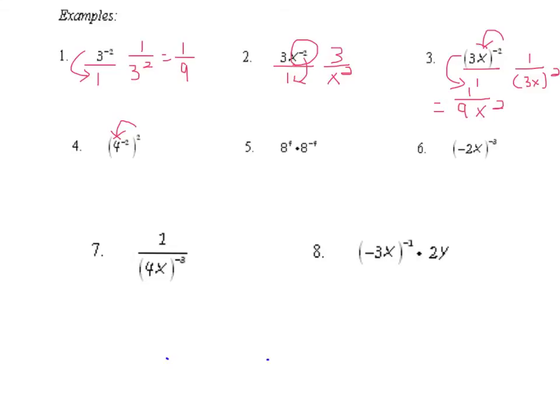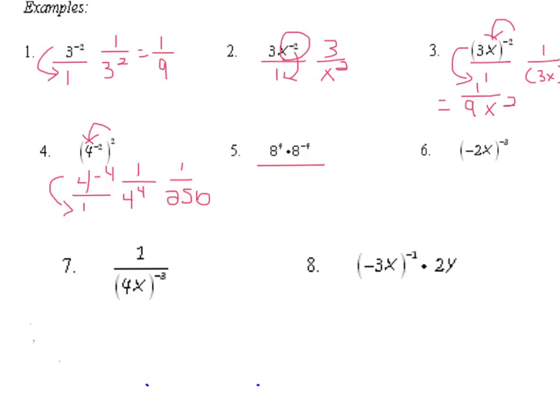All right, this one, you can do this a couple different ways. I'm going to do the power of a power first to make it 4 to the negative 4th, and then bring it down, because it is a negative exponent. So now I have 1 over 4 to the 4th. And if I had to simplify that, it would be 1 over 256, I believe.